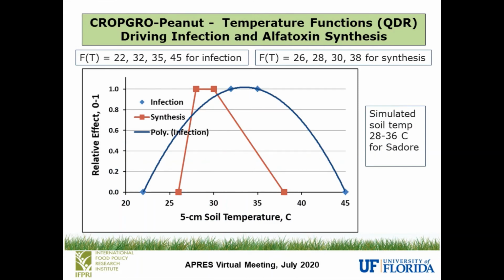This illustrates the temperature function. The function for infection is this quadratic function, the blue, with a T base of 22, T optimal between 32 and 35, and a failure point at 45 degrees Celsius. This is based on soil temperature. This is not shown as a quadratic, but it is. But the synthesis has a base at 26, optimum at 28 to 30, and declines to 38 degrees Celsius.